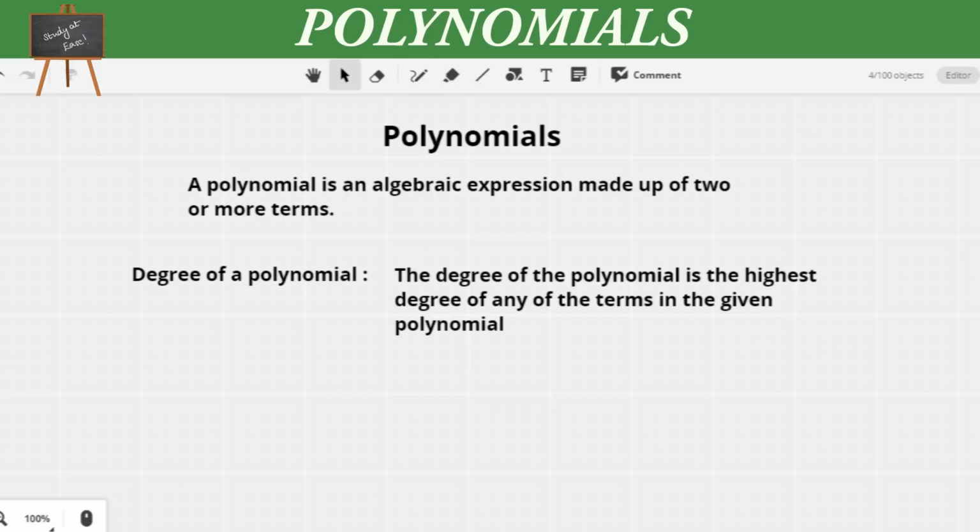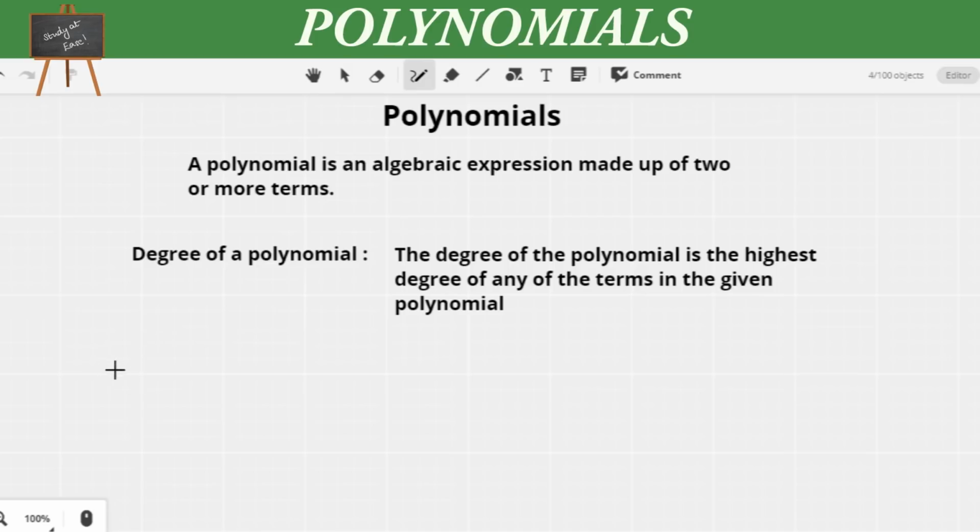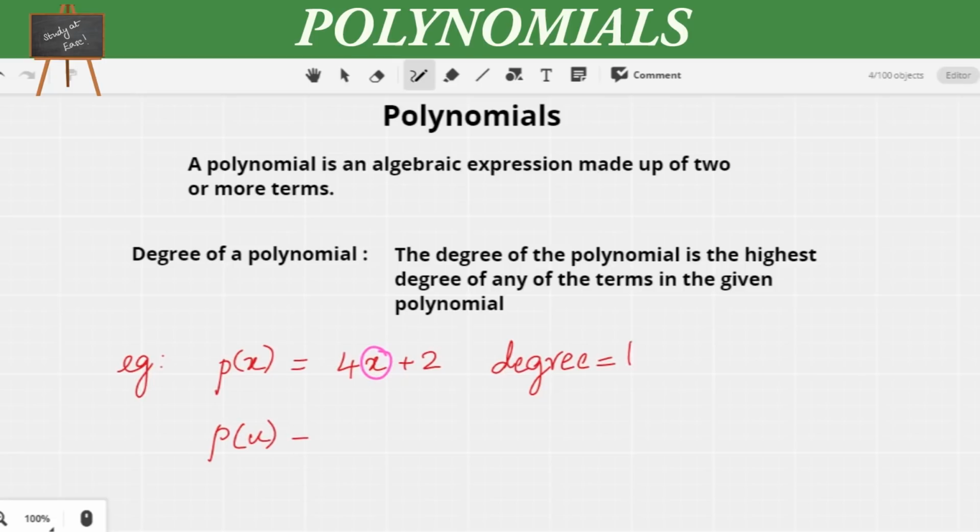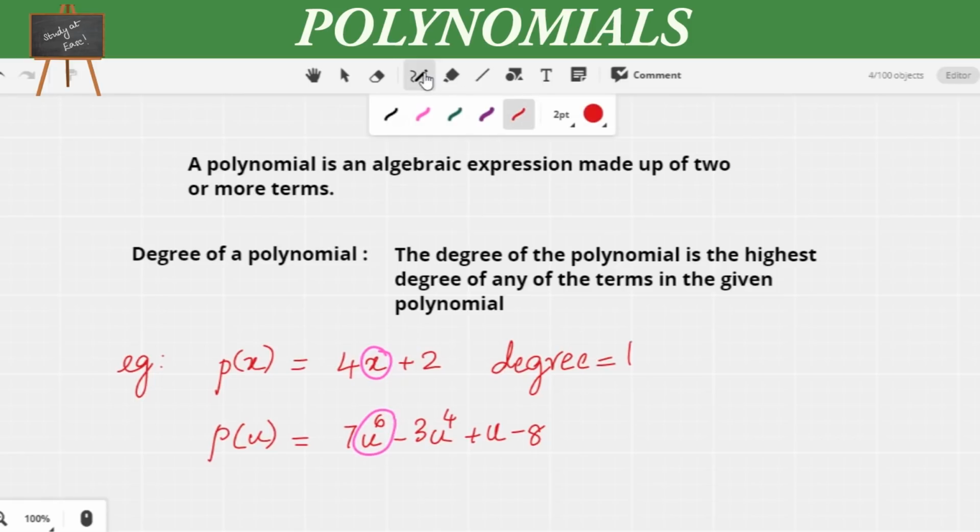Let us take an example and see how to find the degree of a polynomial. So, let's take p of x is equal to 4x plus 2. Now, if you see here, you can see that the power of x is 1. So, which means the degree of the polynomial 4x plus 2 is 1. Let us look at another example. P of u is equal to 7u to the power 6 minus 3u to the power 4 plus u minus 8. Now, in this, we can see that u has a power 6. So, the degree of this polynomial P of u is 6.